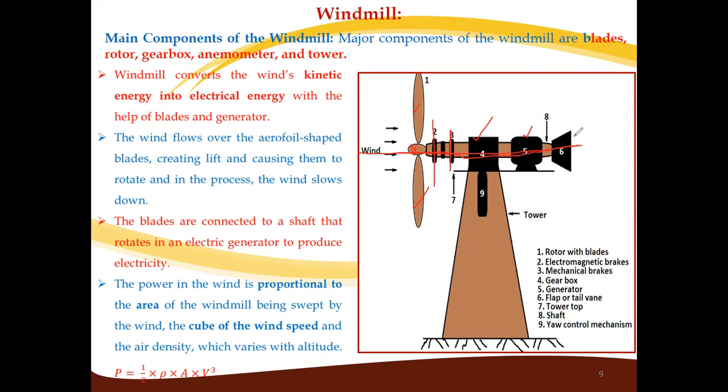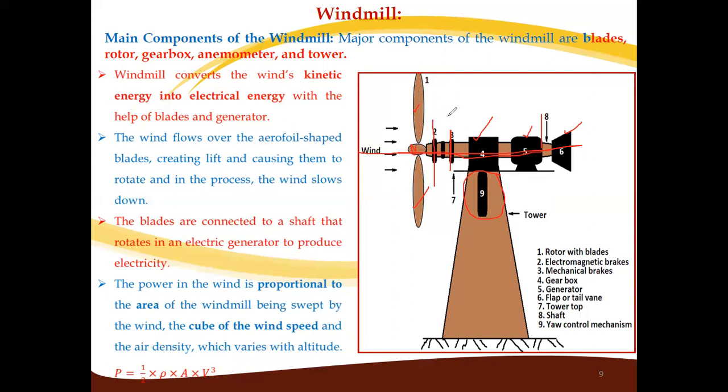The sixth component is the flap or tail vane. The seventh component is the tower top, where all these components are mounted. Then we have the shaft. This is the shaft part, the eighth. And ninth is the yaw control mechanism, which controls the brakes and all that. Controlling of this windmill is done by using the yaw control mechanism.